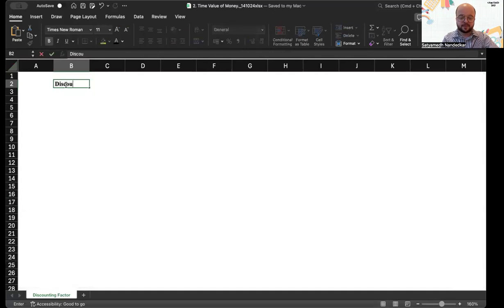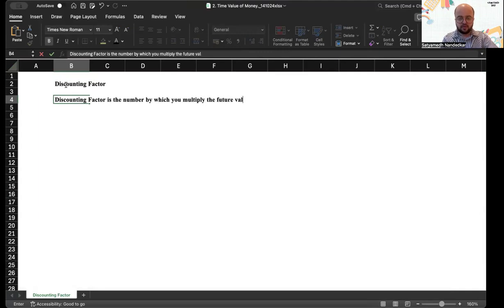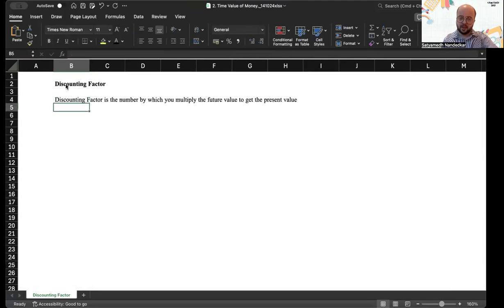Discounting factor. Your discounting factor is the number by which you multiply the future value to get the present value. Discounting factor is the number by which you multiply the future value in order to get the present value.